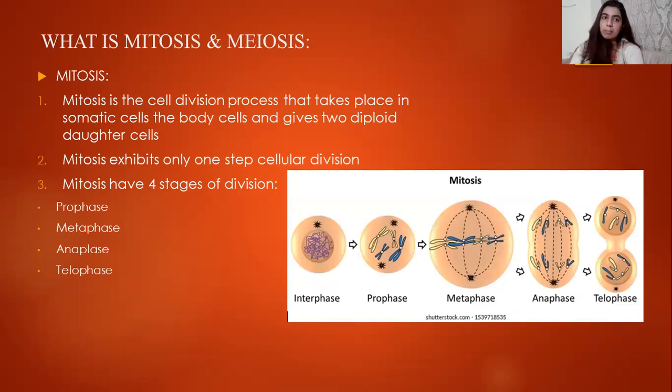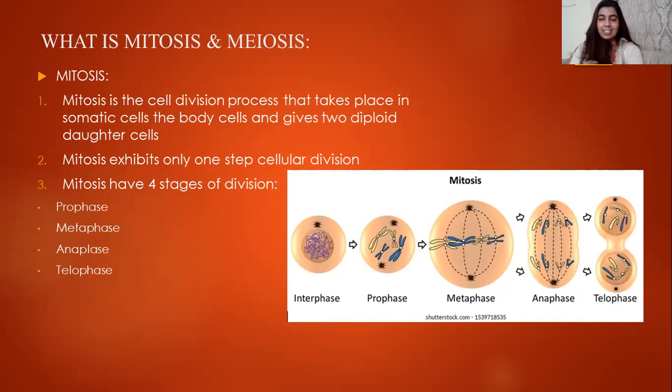अगर हम माइटोसिस की बात करें तो माइटोसिस is a cell division process that takes place in the somatic or body cells and it gives you diploid daughter cells. Diploid means इसके अंदर 46 chromosomes होंगे in each of the cells. Mitosis exhibits only one step cellular division. एक साइकिल होगा, उस एक साइकिल को गुजरने के बाद माइटोसिस कंप्लीट हो जाएगा और आपको दो डिफरेंट डॉटर सेल्स देगा with 46 number of chromosomes.